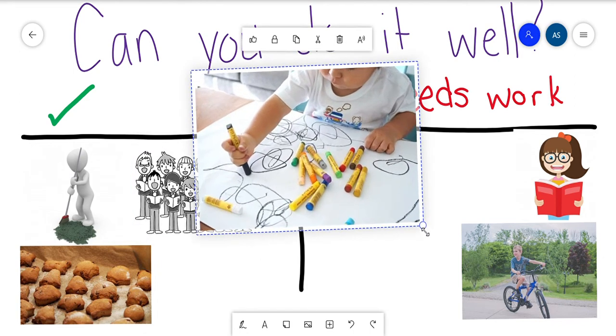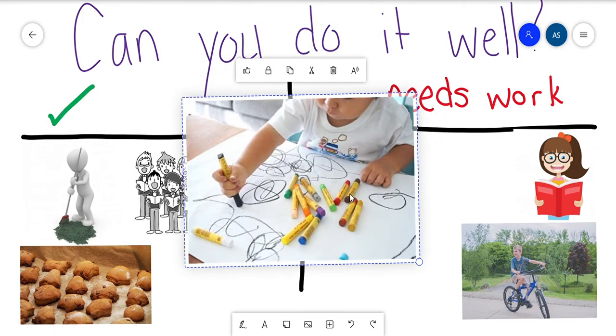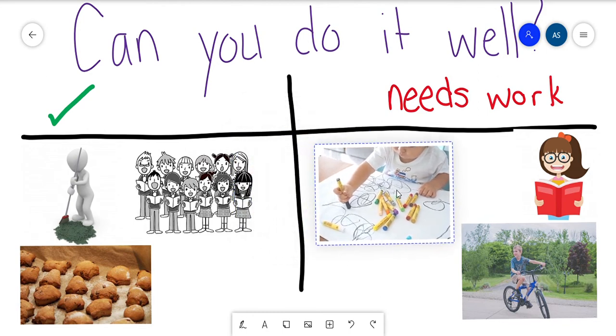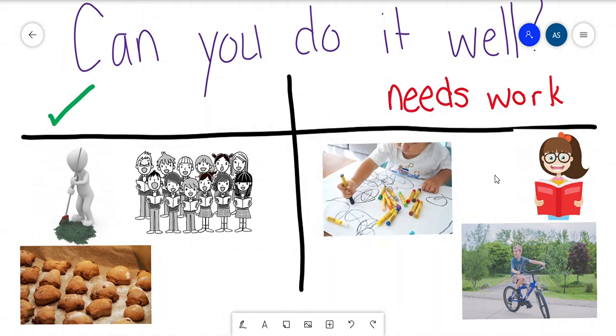And our last picture, we have somebody drawing. Can you do it well? I think we have some really great artists in our classroom, but I'm going to put this picture under needs work because Miss Simons has not been drawing as much, and I really need some practice. So it's okay if you don't do something very well or if you need to practice and work some more on it, because as long as you're actually practicing and doing the work, you're going to get better.